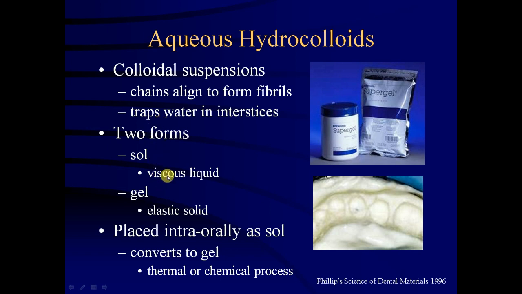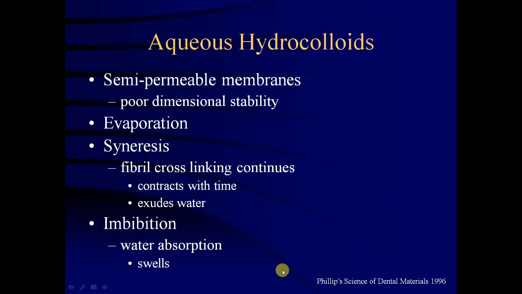In solution it is a viscous liquid, and in the gel it is an elastic solid. They are placed intraorally as a solution, which converts into the gel form. The conversion from solution to gel takes place either by a thermal or a chemical process. These are semi-permeable membranes having poor dimensional stability. They evaporate easily, and it causes syneresis. Syneresis means the loss of water.